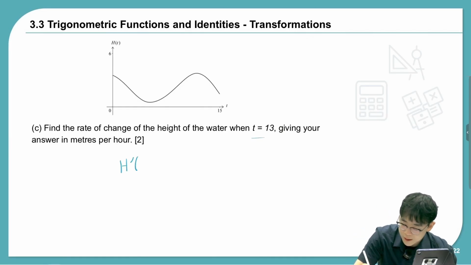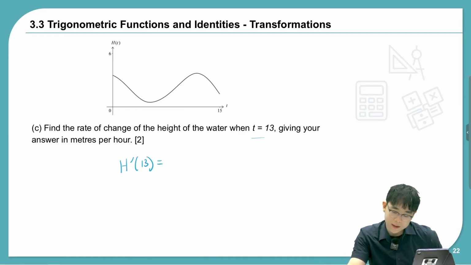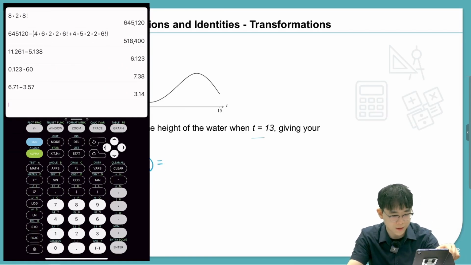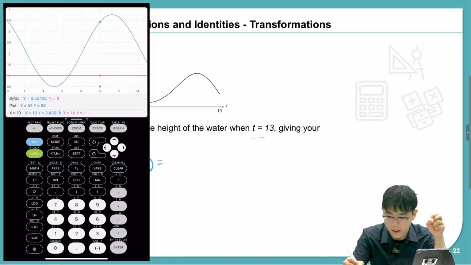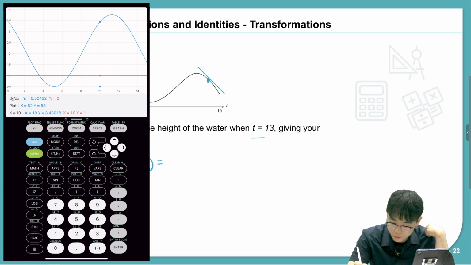Okay, next, what's the rate of change of the height when t is 13? So we're just looking for h prime of 13, right? And we don't need to actually use our hands for this. We can just enter this into our calculator, because if you go to second trace, we can go to dy over dx. So at around the 13-hour mark, we can find the slope using dy over dx when x is 13. Right?